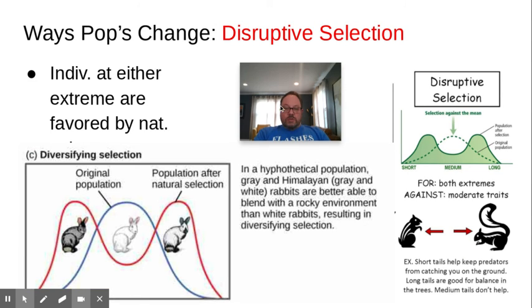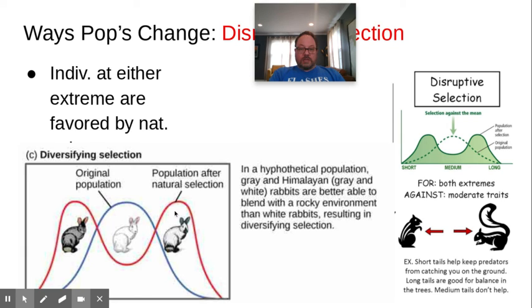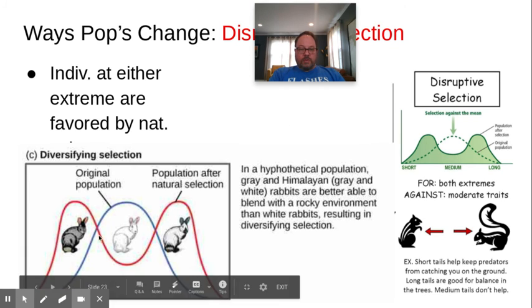With disruptive selection, what that does is it favors individuals at both extremes. So rather than most individuals being average, the individuals at either extreme are favored in that case. So here, if you're a white Himalayan rabbit, you're too easily seen. But if you have a combination on either end of the spectrum, then you're more likely to survive and reproduce. Or again, we look at tail length here.